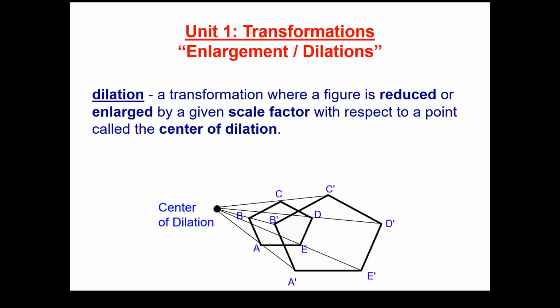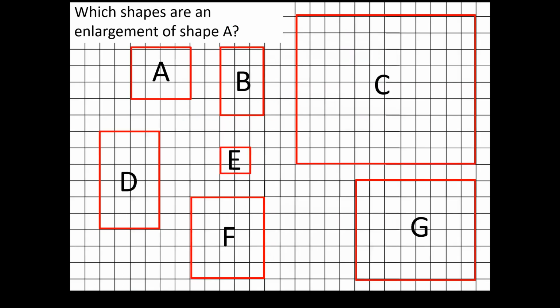Hello everyone. Today we shall learn how to transform a shape through dilation or enlargement in the coordinate plane. Dilation is a transformation where a figure is reduced or enlarged by the given scale factor with respect to a point called the center of dilation. Now, which one is the enlarged shape of A?